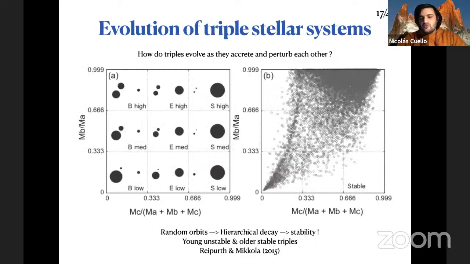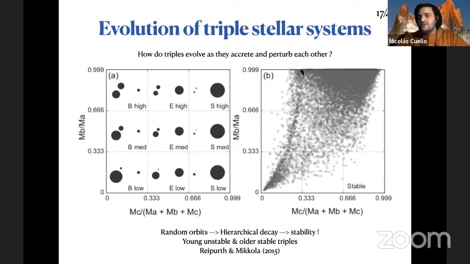This is what they obtained. They start with random orbits, and most of them have hierarchical decay, which leads to stable configurations. When they extract the stable configurations from their sample, this is what they get. They start here, basically, with an equal mass triple, because this is the mass ratio between the tertiary and the total mass, and this is the mass ratio of the inner binary. So here means all the stars have the same mass.